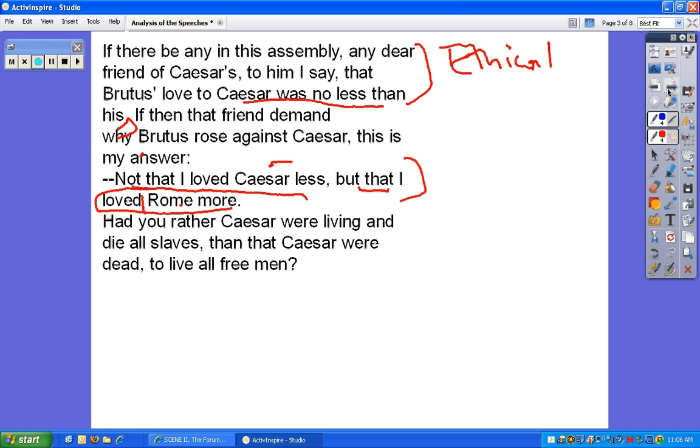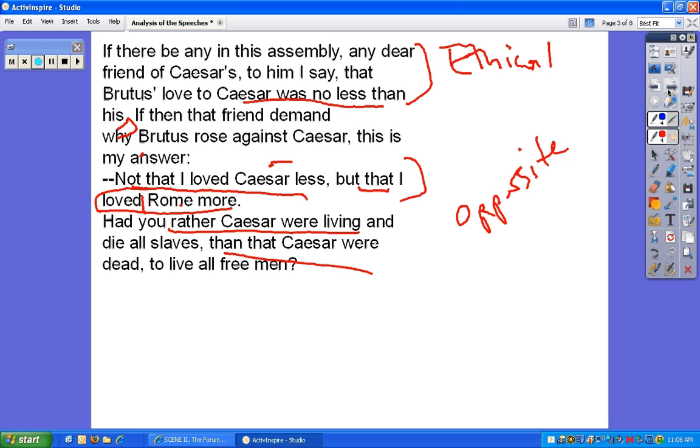Syntactical thing. "Had you rather Caesar were living and die all slaves than that Caesar were dead to live all free men?" Once again, parallel structure from one part of the sentence to the other. It's very parallel, and yet the use of the opposites of the two is the example of antimetabole.